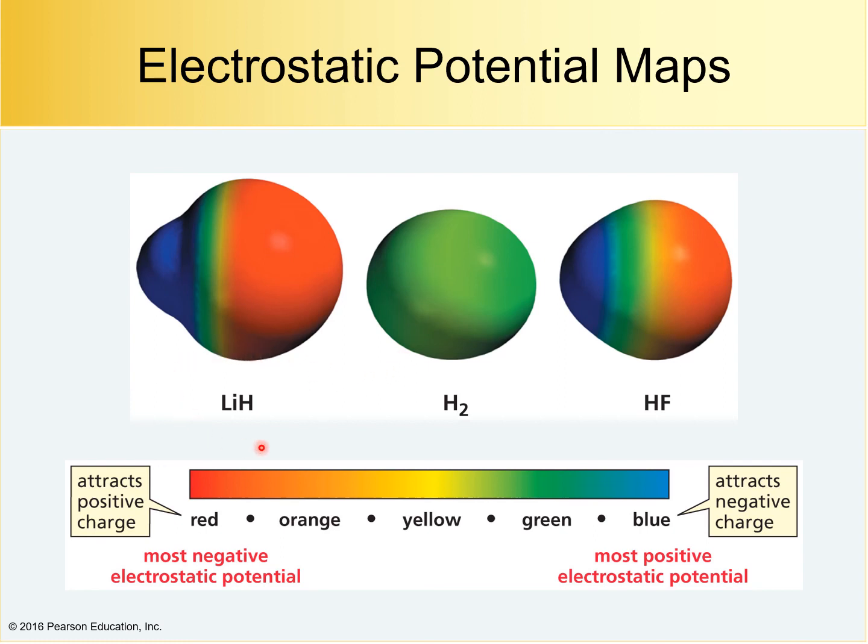But if I look at lithium hydride, lithium is not electronegative at all. Hydrogen's not very electronegative, but it's more electronegative than lithium. So the red represents the hydrogen, right? The region of high electron density, and the blue represents the lithium. And again, for HF, fluorine, the most electronegative atom that we know, that's going to be red. The hydrogen is less electronegative than fluorine, so that is going to be blue.